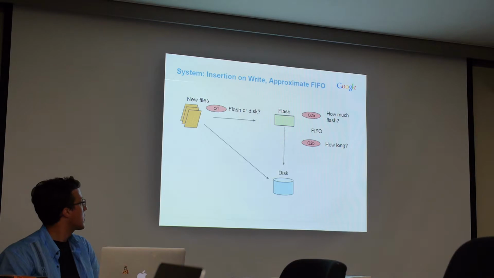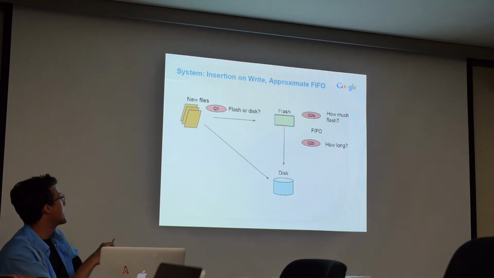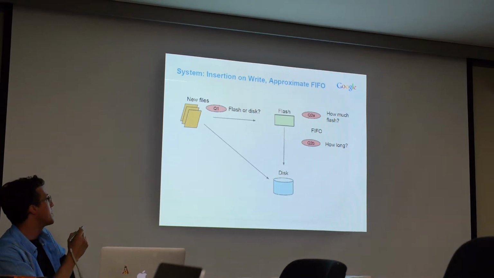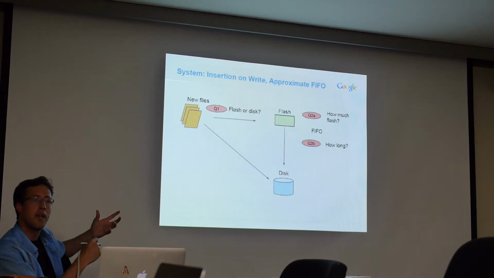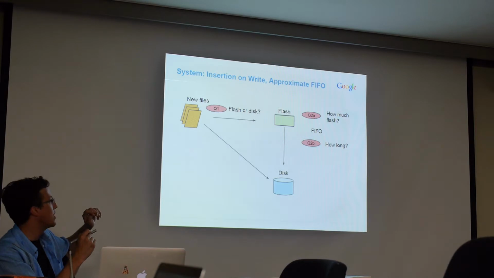Okay, so what does this look like? A new application is writing to the distributed file system here. It's got something like the POSIX API to open a file. And the first question that the file system has to answer is, should I place this file on flash or on disk? If I place it on flash, how much flash is the user going to need, and for how long can I keep it in flash before I move it to disk? Now, if it goes to disk, it just goes directly to disk, and that's the end of it.